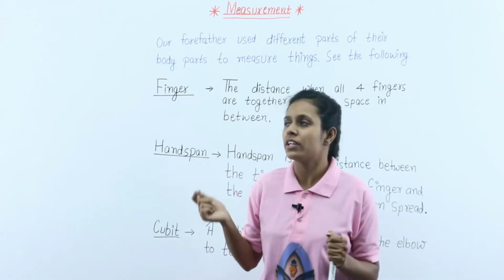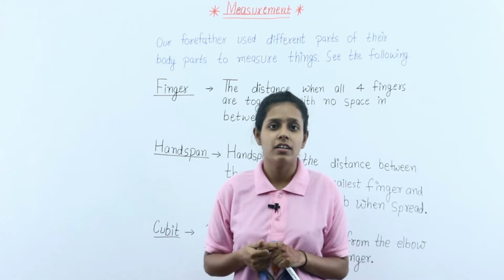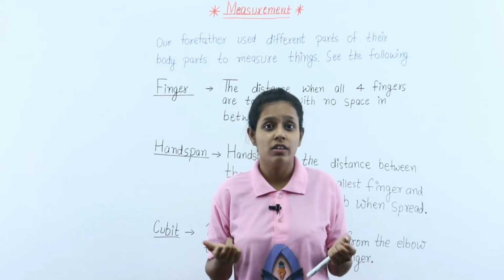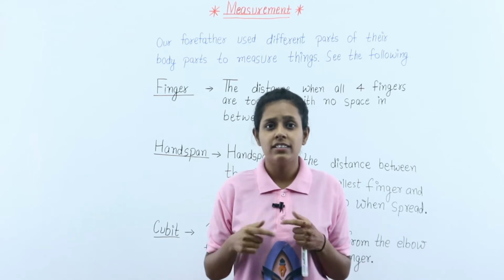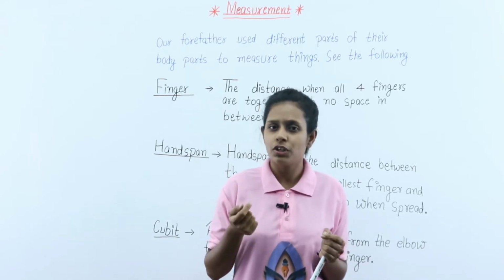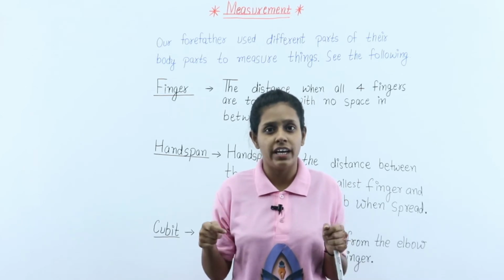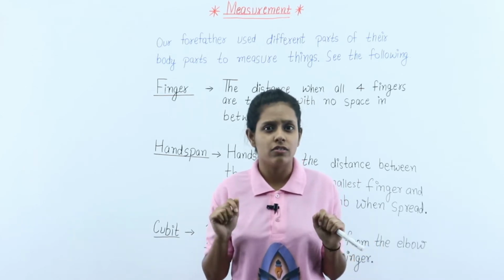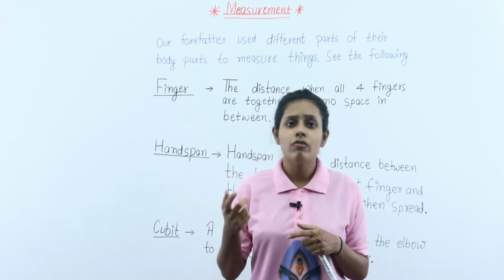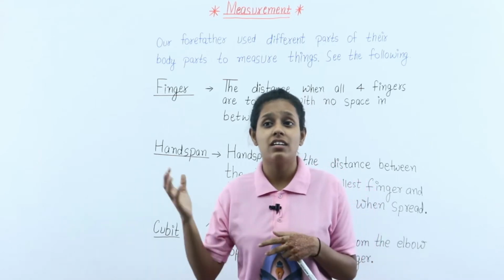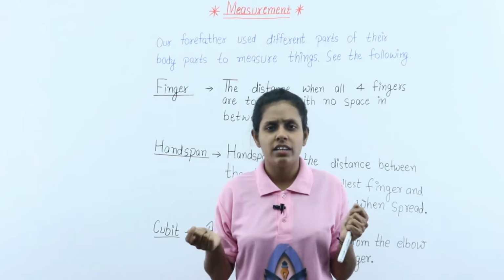What is our next topic? Our next topic is measurement. What is measurement? When you start school, you wear a uniform. You go to a tailor and ask him to stitch your uniform. What is he doing? He is measuring your length, your waist, everything. What does he use? An inch tape. Now we have many things to measure different objects. We have a scale, we have inch tapes, different things.